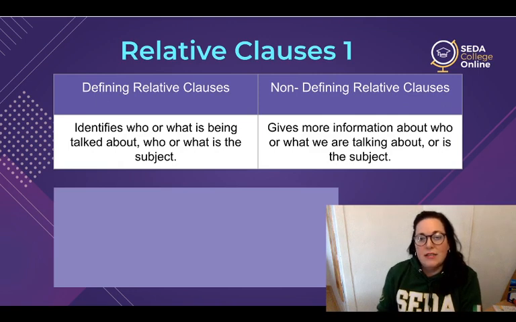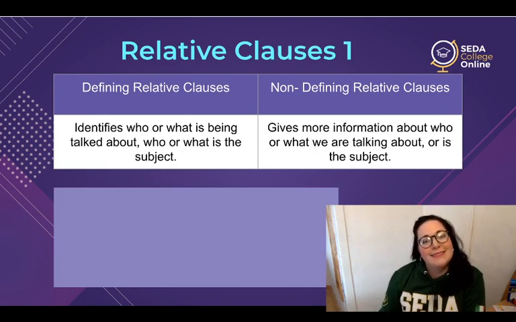Non-defining relative clauses, they're not about telling you the who or what. They're about giving more information about who or what we are talking about, okay? So we already know who or what. Let's get some more extra information. So non-defining, I want you to think about as extra, bonus, more information, okay? Great.